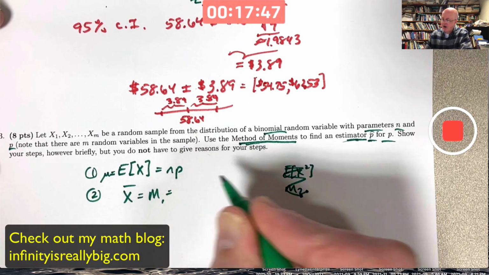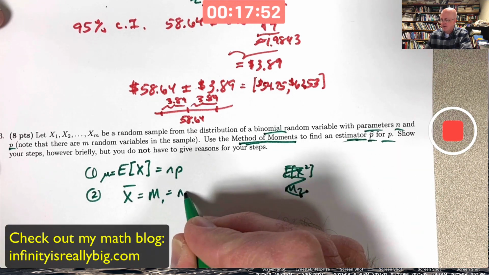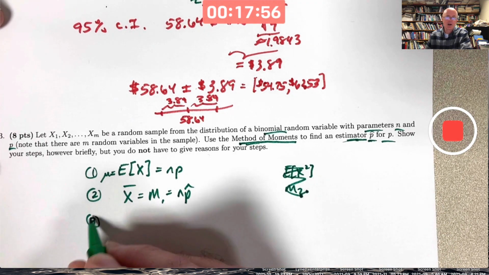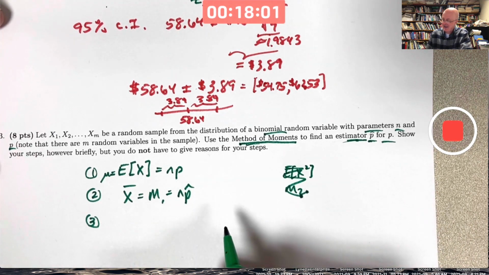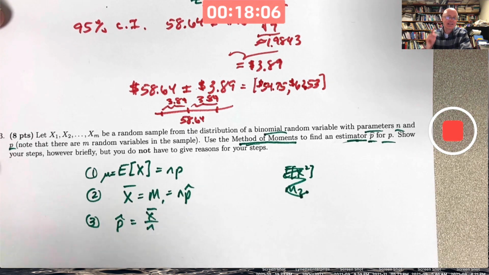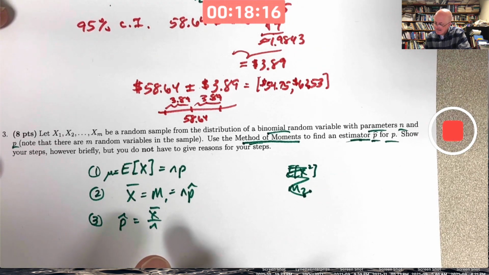And you replace the parameter you're trying to find an estimator for with its estimator, the notation for it at least, P hat. And then the third step is to try to algebraically solve for the estimators. That's very easy here. All we need to do is divide by n. P hat is X bar over n. And that's the exact same thing I said was a logical thing to do.